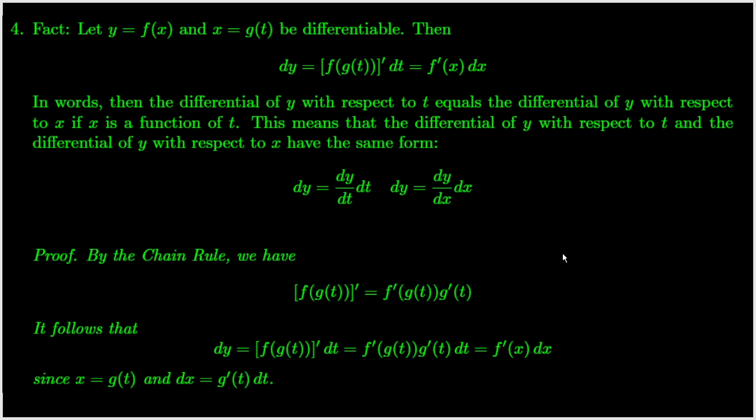This is true in general. It follows from the chain rule that the differential of y with respect to t is always equal to the differential of y with respect to x if x is a function of t. This means that the differential of y with respect to t and the differential of y with respect to x always have the same form.